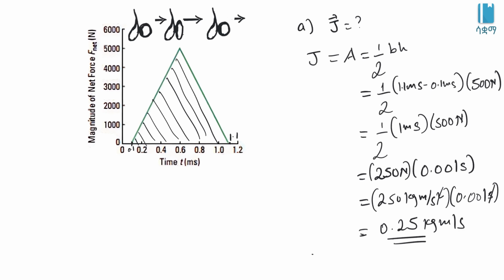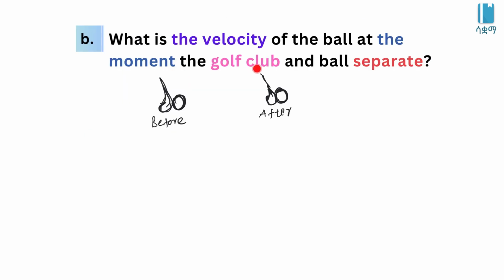So in vector form, the impulse is 0.25 kg meter per second east. Stating the direction makes it complete, because the force acted toward the east, and the direction of the force and the impulse is always the same. For part B, we asked for the velocity of the ball when the golf club and the ball separate. So that would be the final velocity of the ball. Initially the initial velocity of the ball was 0, because the ball had no velocity. Given that the mass of the golf ball is 50 gram, in kilograms that is 50 divided by 1000.